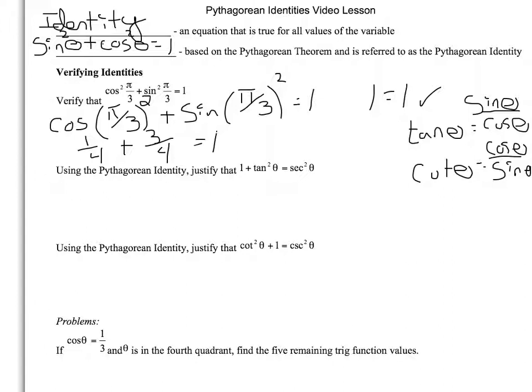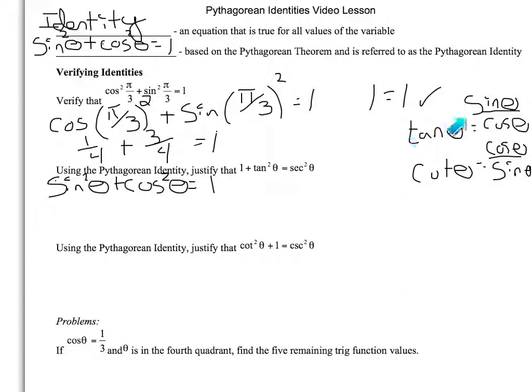It says use the Pythagorean identity to justify that that equation is true. And this is an actual question that can come up on the Regents exam. And this is what you have to do. You have to first know what the Pythagorean identity is. And we already know it from above. So I'm going to start by just writing that. So I have sine squared theta plus cos squared theta equals 1. What it wants us to do is to start with this identity and get to 1 plus tan squared theta equals secant squared theta.